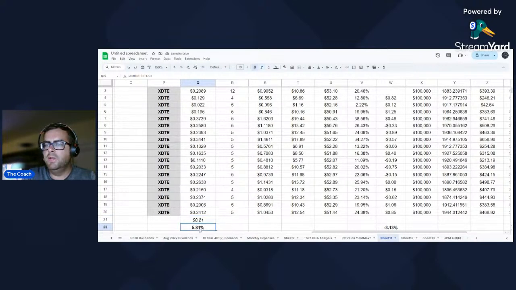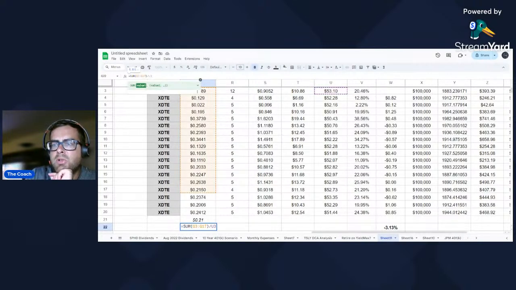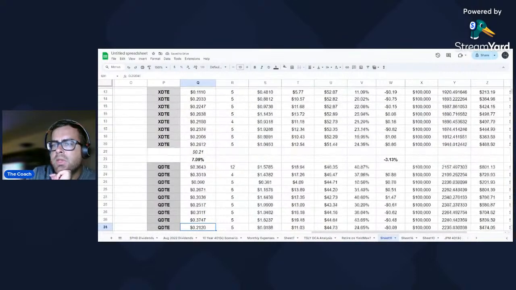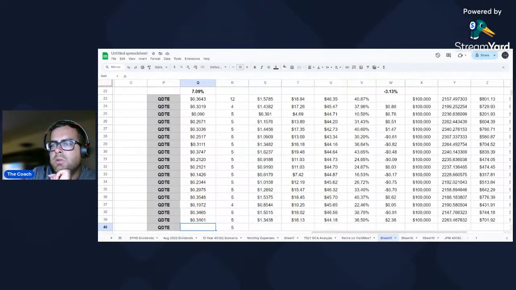Okay, so dividend yield so far, I have a complex formula here. I'm taking the sum of all of these, and I need to update this for the last 3 weeks, and I'm dividing it by the original share price. So it's cells Q3 to Q17, which now actually needs to be Q20, divided by the original share price. It's a 7% dividend yield so far. So that's XDTE. Now let's do the QDTE.